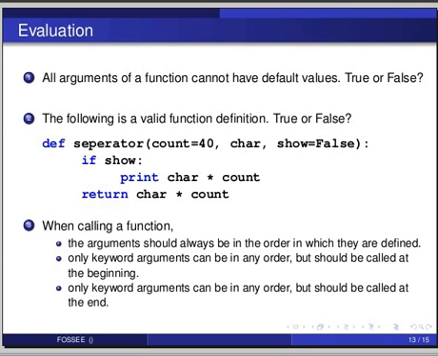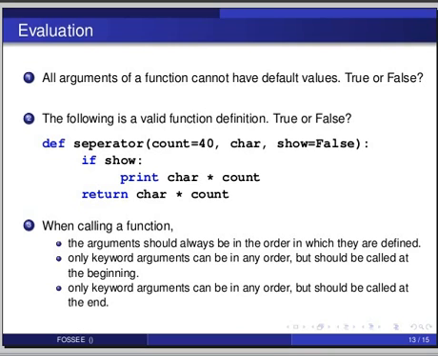Here are some self-assessment questions for you to solve. All arguments of a function cannot have default values, true or false. Then the second question: the following is a valid function definition, true or false. The function is given: def separator within brackets count is equal to 40, char, show is equal to false, colon, if show colon print character into count, then return character star count.